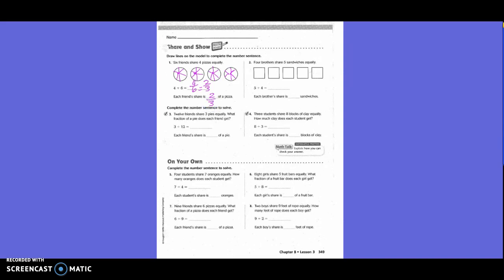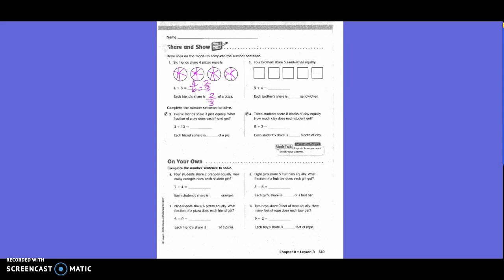So basically what they did was they took their dividend, put it on top in the numerator spot, and then they put their divisor in the denominator spot and then worked it out that way. Because you guys have seen it that way where you divide using a fraction, right?